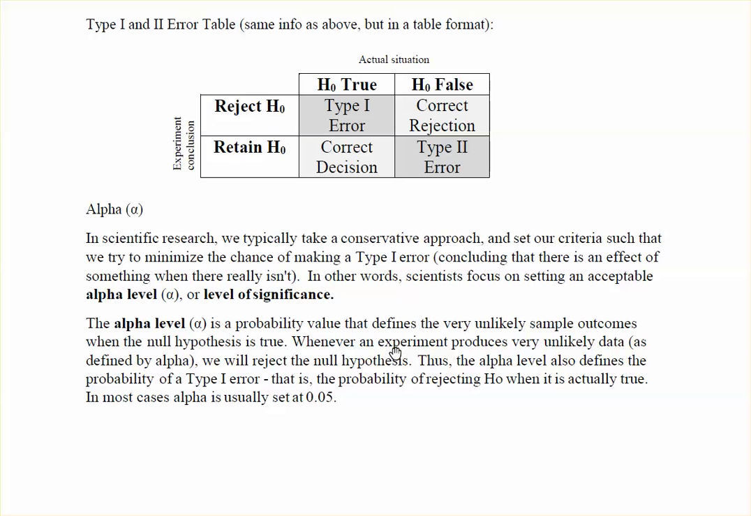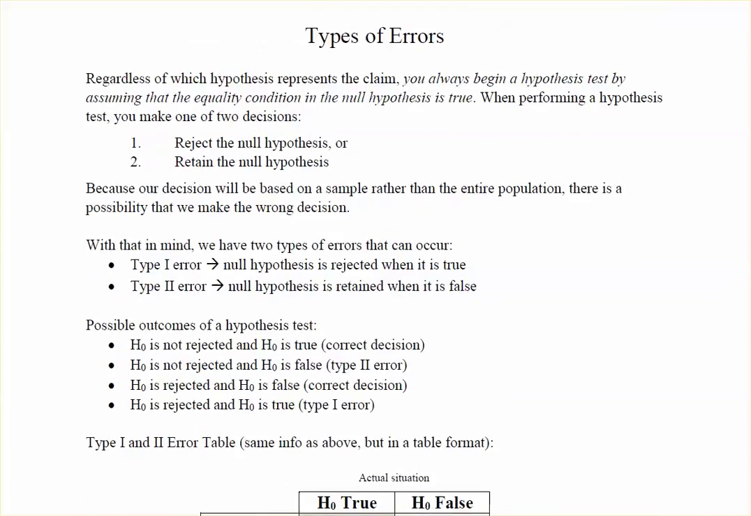Whenever an experiment produces very unlikely data, as defined by alpha, we will reject the null hypothesis. Thus, the alpha level also defines the probability of a type 1 error. That is the probability of rejecting the null when it's actually true. In most cases, alpha is set to 0.05. Throughout the semester, we are going to be comparing different statistical values that we get to 0.05, and this is why. We're actually comparing them to this alpha level that we're setting because we're trying to minimize the chance of making a type 1 error. So that, I think, concludes this week.